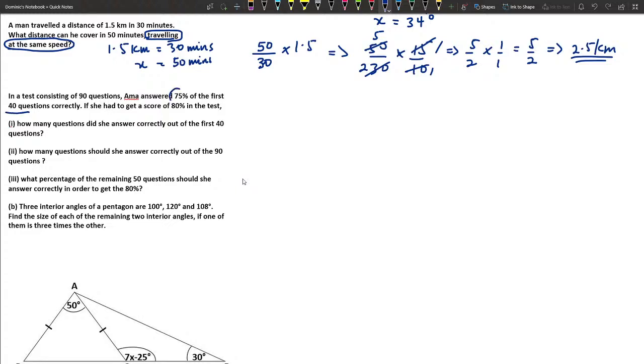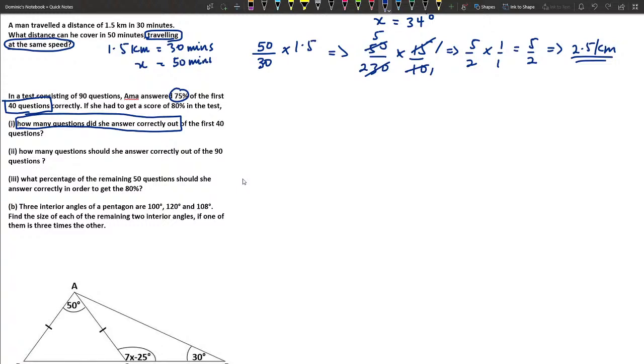So let's take note. When you get a question like this, it's okay to take a pen and cross out the data, the clues, to remove them. That is what is going to help you answer your questions easily. So 75% of the first 40 questions correctly. Sometimes when you read a question and you don't do all these sketches on it, you'll be scared by all the percentages and questions and 90 questions. But you see, 75% of the 40 questions were correct. How many questions out of the 40? That's what they are trying to say you should find.